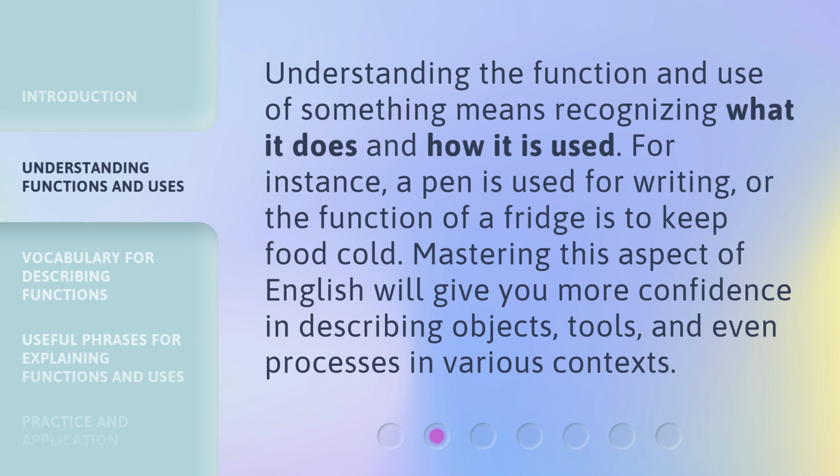Understanding the function and use of something means recognizing what it does and how it is used. For instance, a pen is used for writing, or the function of a fridge is to keep food cold. Mastering this aspect of English will give you more confidence in describing objects, tools, and even processes in various contexts.